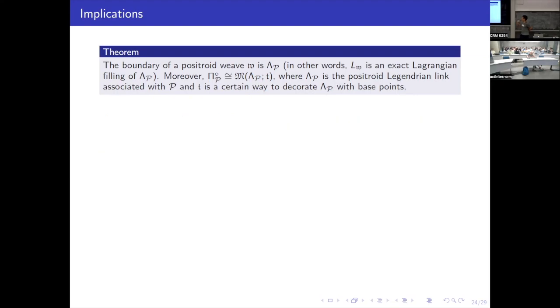Without the decoration, it's just a flat moduli, and then you trivialize the boundary. You trivialize the local system along the boundary. Because the positroid is an A variety, you need to decorate the boundary. That's what it is. Okay.